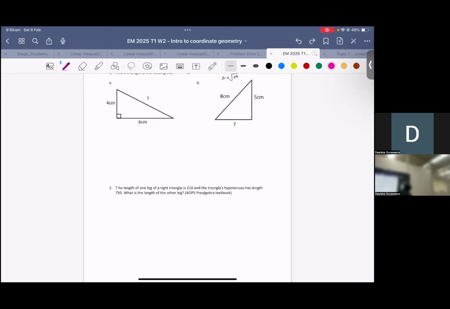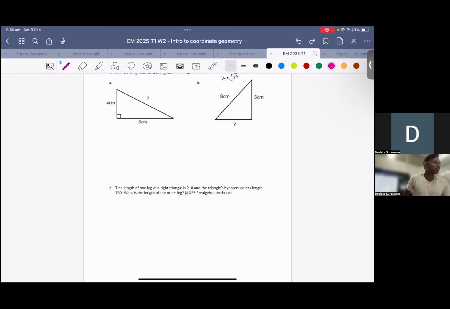Has everyone done part A? Question 1, part A? Did you get to root 52, or simplify it even further? Very good. Everyone's done it correctly except they haven't simplified the surd, which I'll talk about now. Root 52 again is correct, but it's a good habit to build to simplify surds.